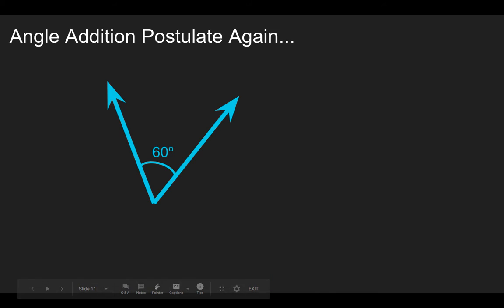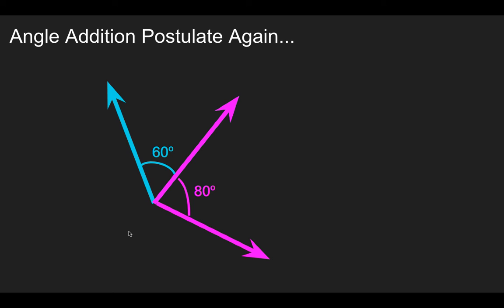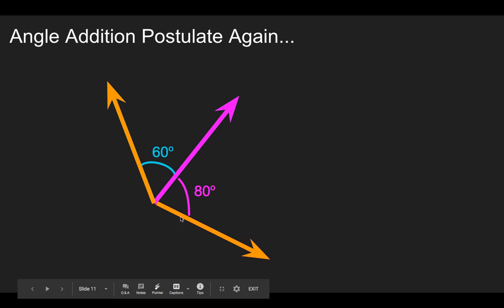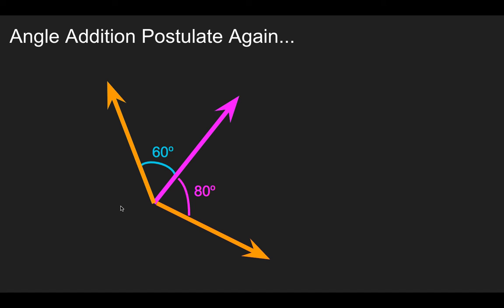Let me say it one more way. Let's say I begin with an angle, and the angle is 60 degrees as you see here. And I create an adjacent angle. Remember, that's one that shares a common side. And that angle is 80 degrees. Angle addition postulate says that I can find the measure of the outside angle, or this big angle that those two adjacent angles create, simply by adding 60 plus 80 and getting 140 degrees. Pretty simple.